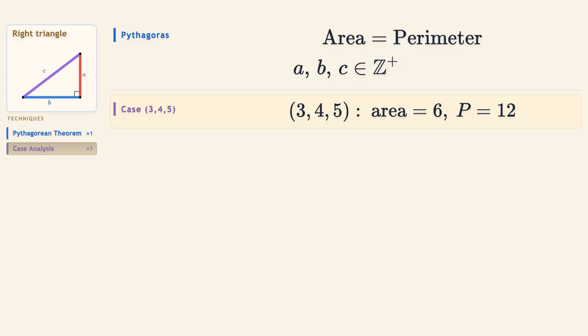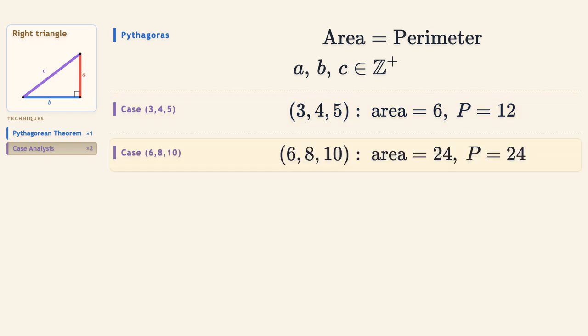Before diving into algebra, let us warm up with a few familiar small integer right triangles and see how each one behaves under the condition. Start with the smallest one we all know, 3, 4, 5. Its area is 6 and its perimeter is 12, not equal. A miss, but it sets the scene.